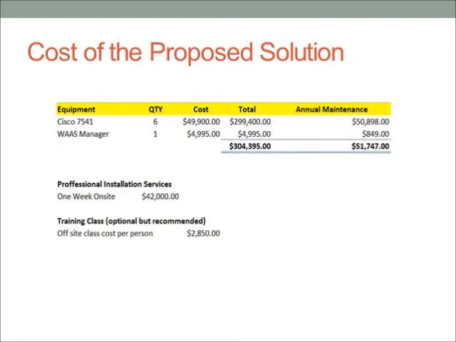Professional installation services from K&L would run $42,000. That includes 2 people on site. That includes all the hotel, that includes meals. That includes everything.